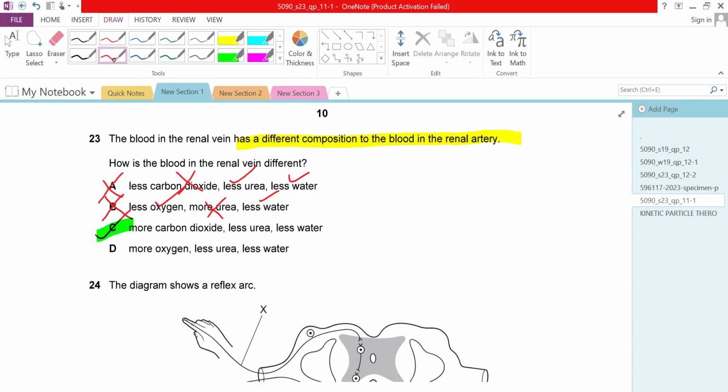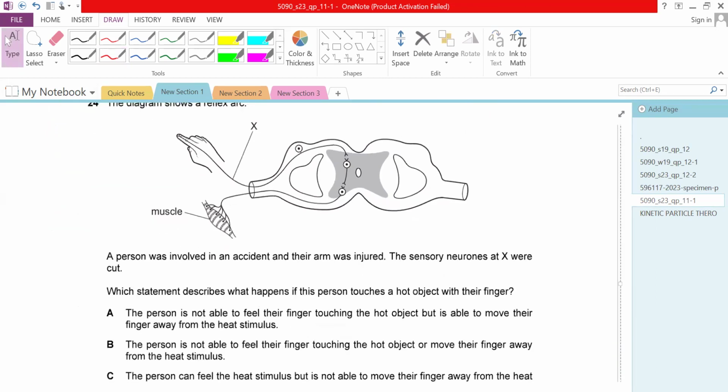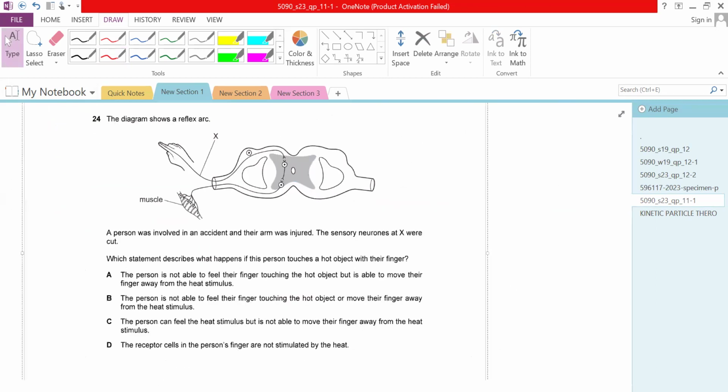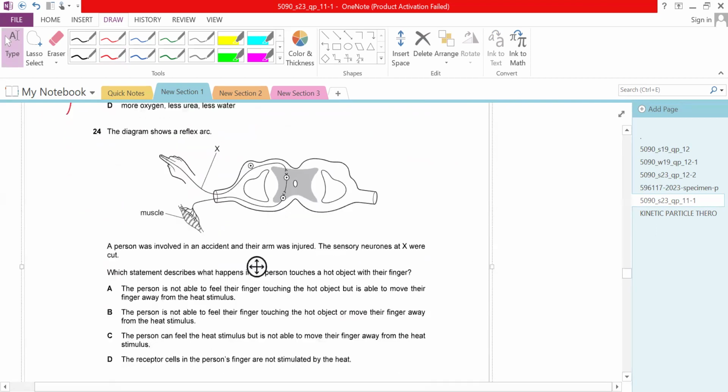Option C is correct because the renal vein carries more carbon dioxide, as the renal artery has given oxygen to the kidneys, and it carries less urea and less water too. Question number 24. The diagram shows a reflex arc a person was involved in.